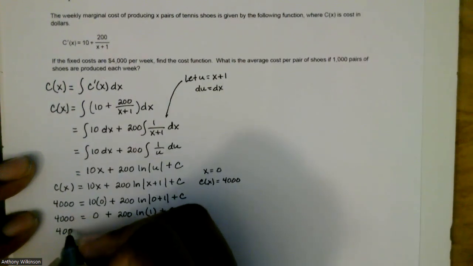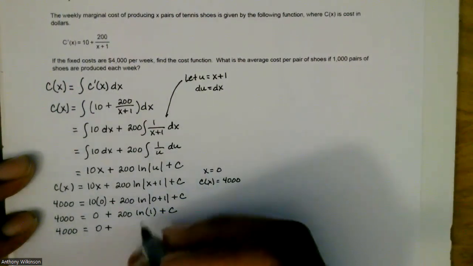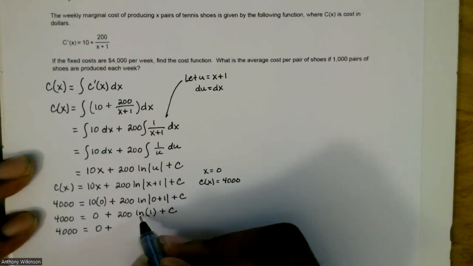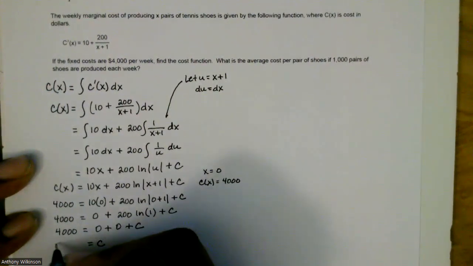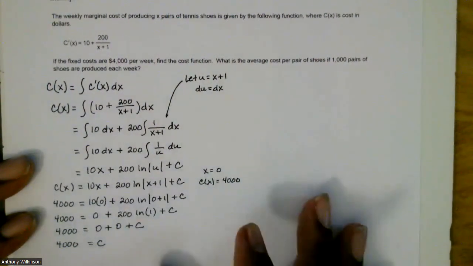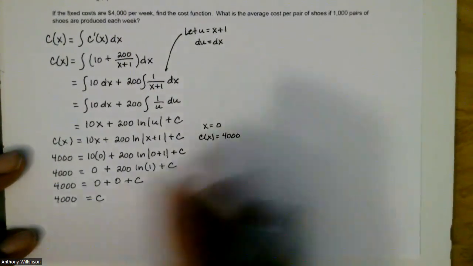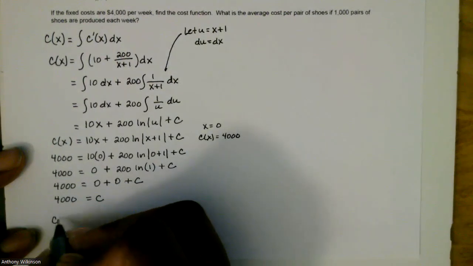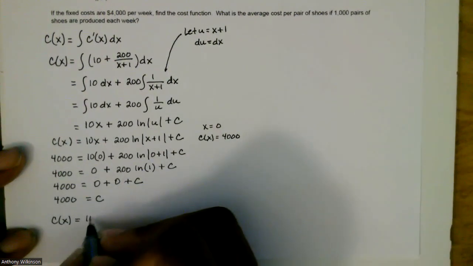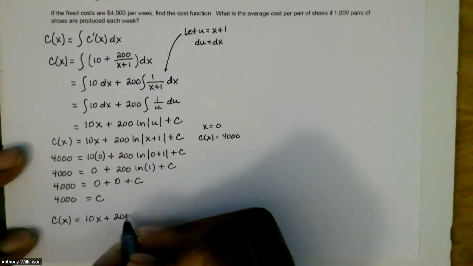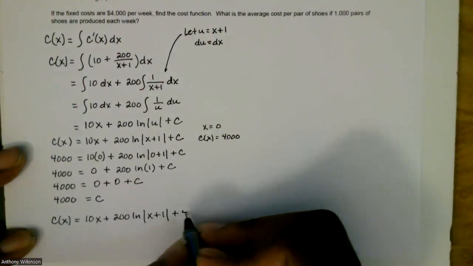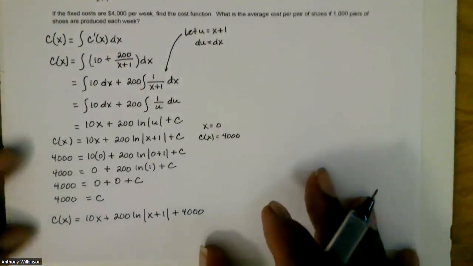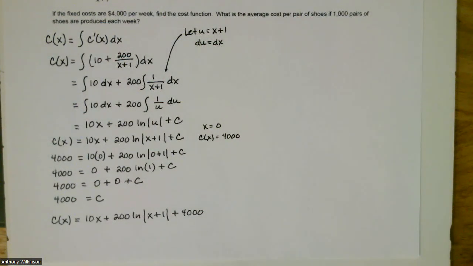So here I got 4,000 equaling 0 plus natural log of 1 is 0 times the 200 will be 0 plus c. So that means c will have to be 4,000. So that means the cost function, C of x, will be this: 10x plus 200 times the natural log of x plus 1 plus 4,000. So that would be your cost function.